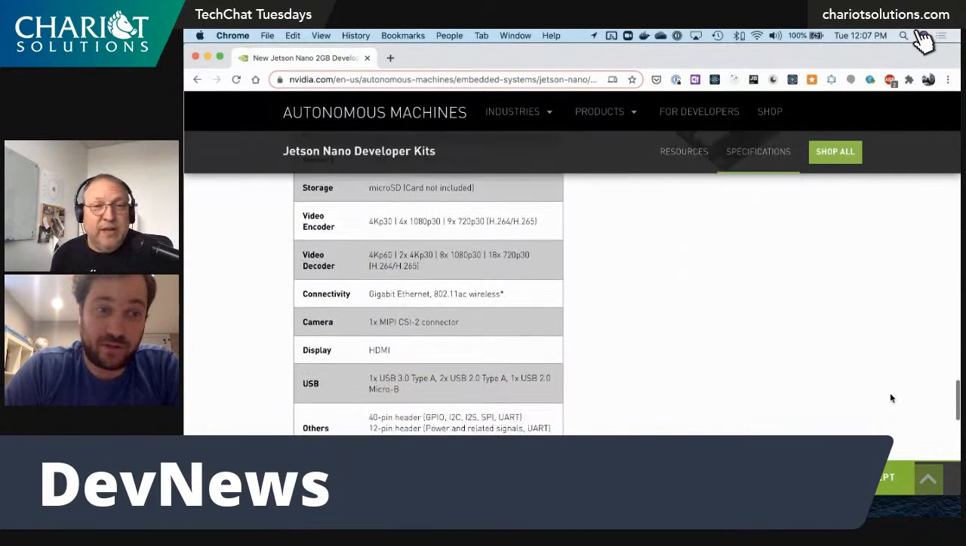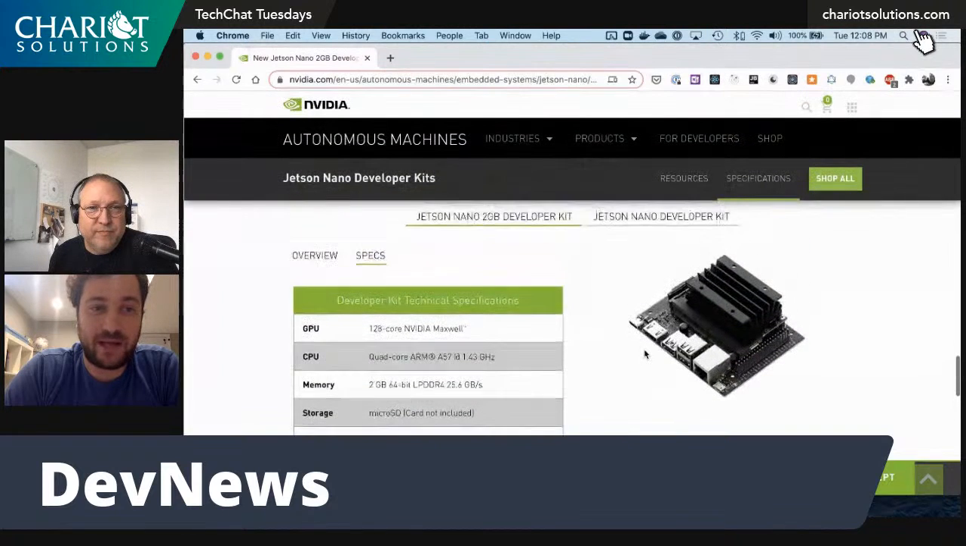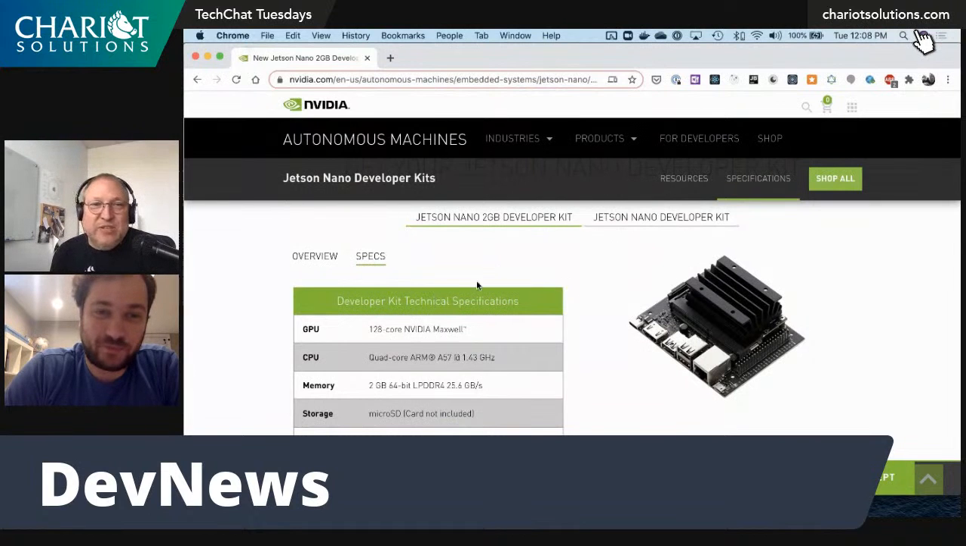$59, interesting. Yeah, and that's great. If you go to any cloud provider with a decent GPU, you'll burn through that in a matter of weeks. In like no time. Yeah, easy. Exactly. So this is kind of interesting. We thought this was a cool little announcement.